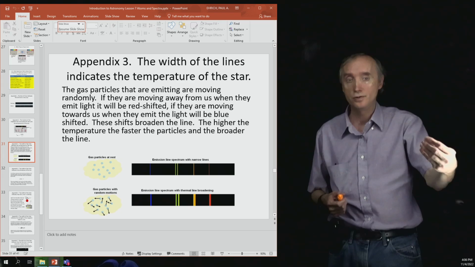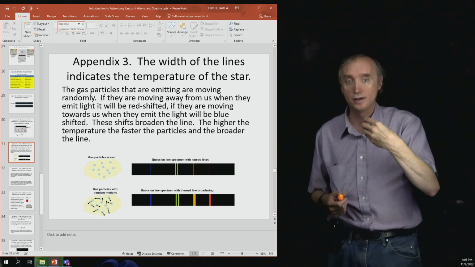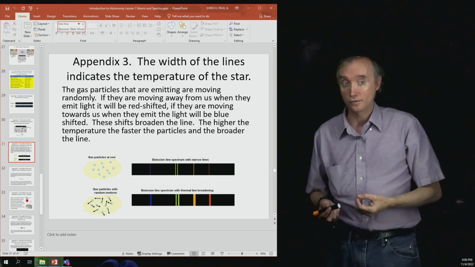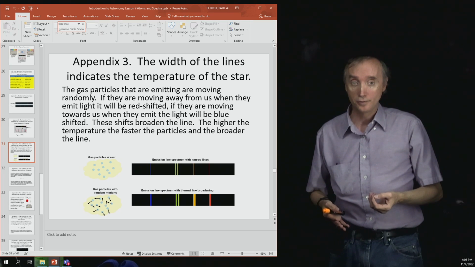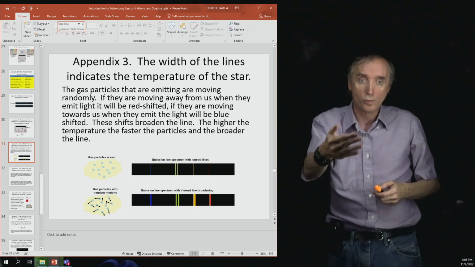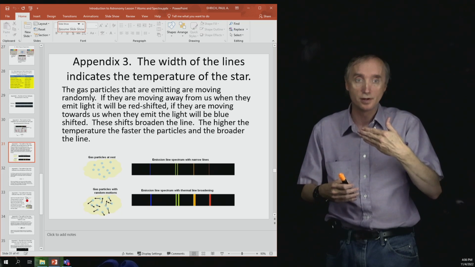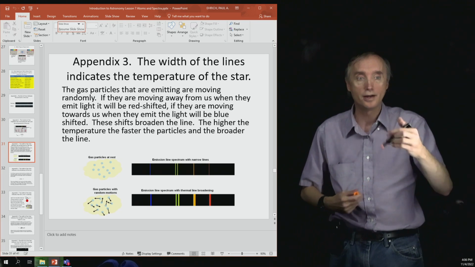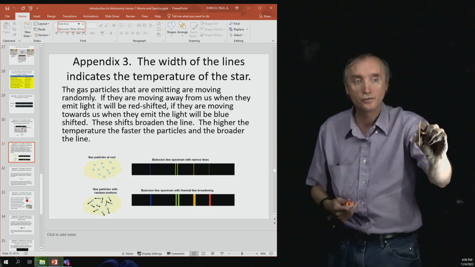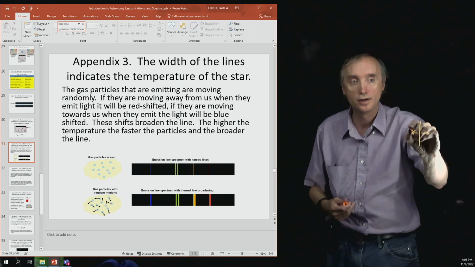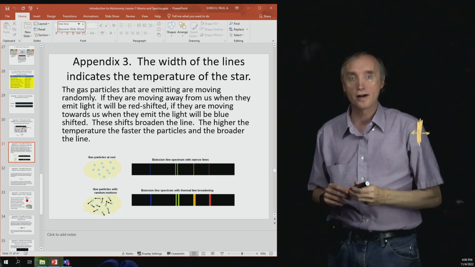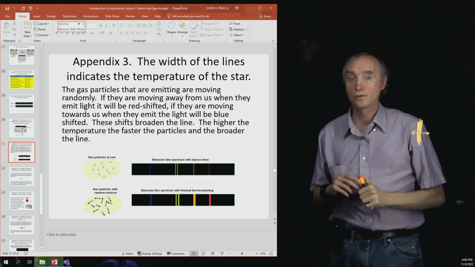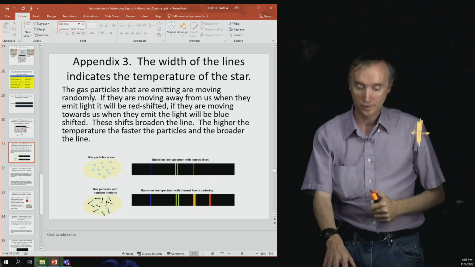And if those molecules are moving towards us, then they're going to be blue shifted. And if they're doing both of them at the same time, which means that some of the molecules are moving away and some are moving towards us, then that means that that line is going to be shifted in both directions, and so it's going to get broader. So that's the explanation for how temperature can affect the width of the lines.